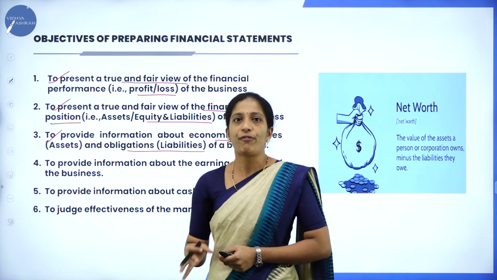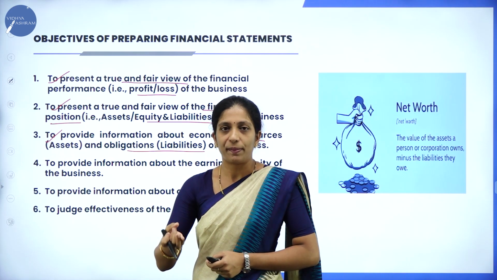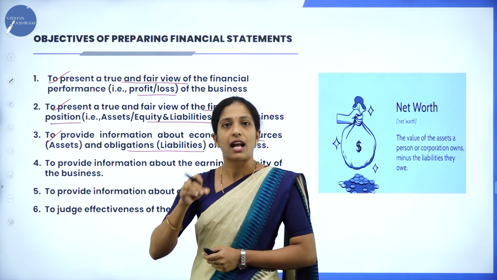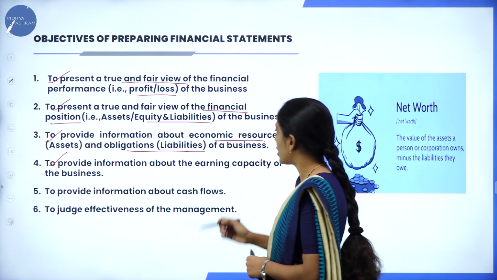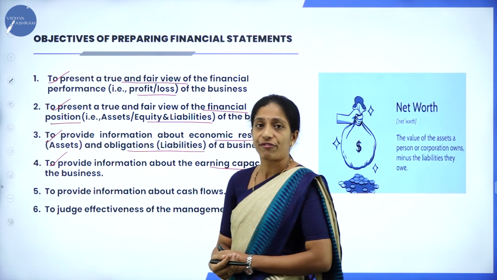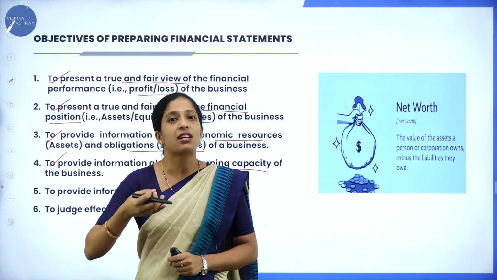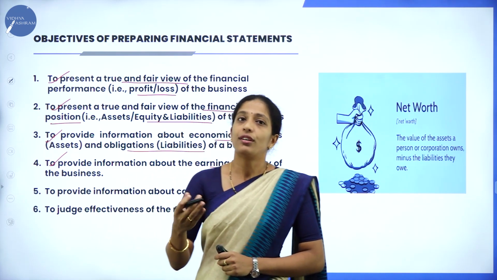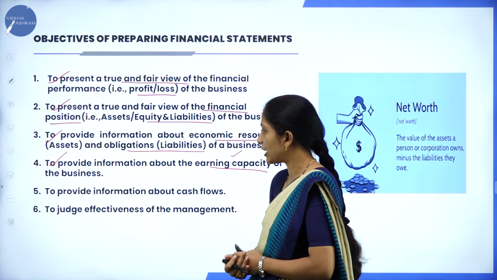So in a whole financial year, what is the total assets or what is the total obligations or liability of the business in that particular financial year. And the next one is to provide information about the earning capacity of the business. So whether the business is in profit or not, whether the business is improving or not. What would be the reason for a decrease in the profit? So to know the earning capacity, we also have to prepare the financial statement.